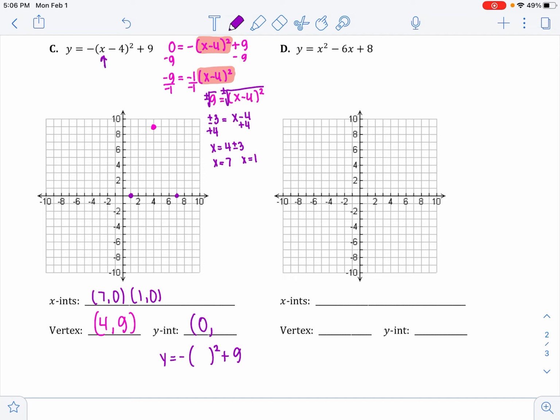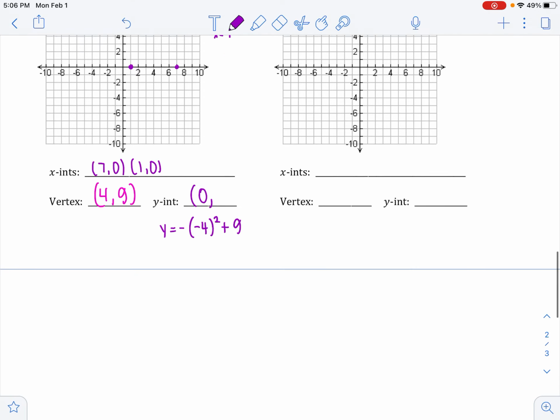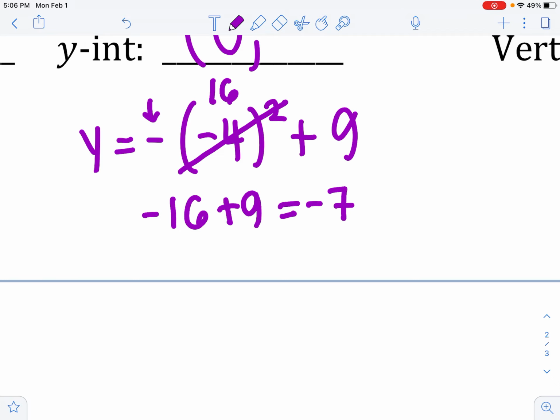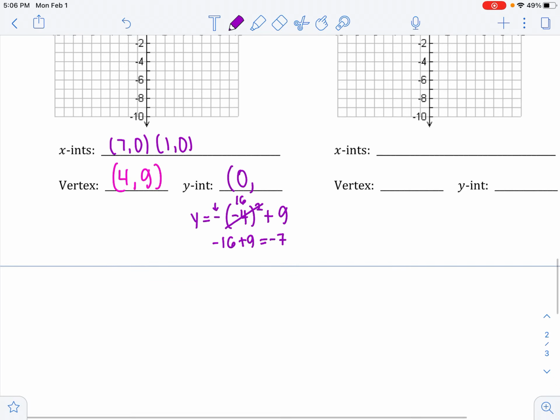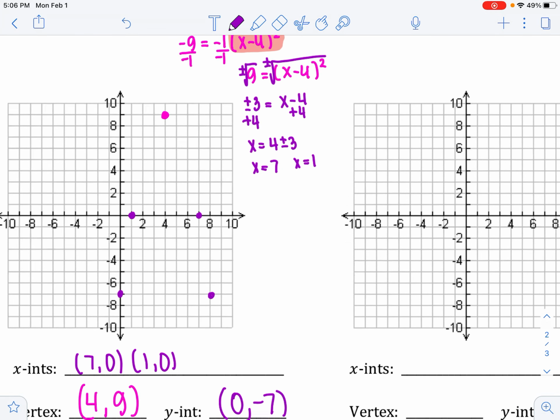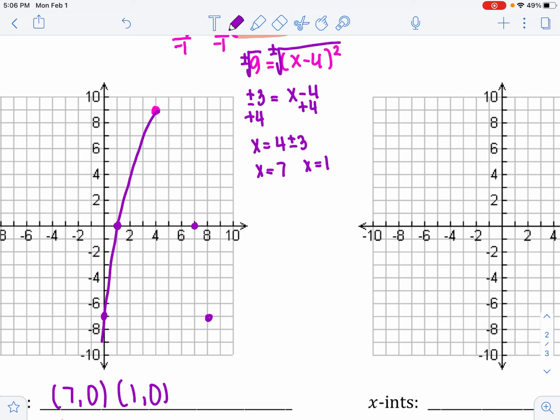If I plug in 0 for x, 0 minus 4 is negative 4. All right, now I need to clean this up. Negative 4 squared is 16. So now I have negative 16, because of this negative right here, plus 9, which is negative 7. So I have 0, negative 7, right there. If I want to make the symmetric point, I can. I'm just looking at the pattern that's being followed, and then I can make my downward facing parabola. There we go.